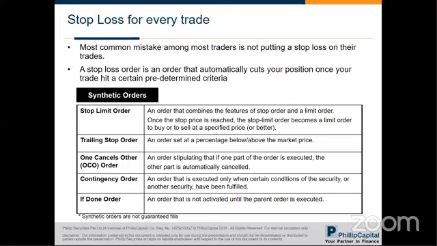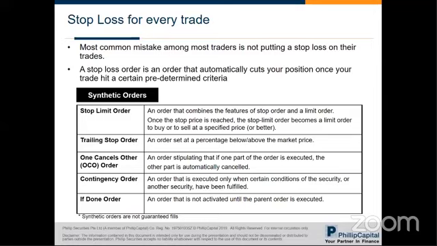A contingency order will only be filled if certain conditions of the security, or another security, have been met. For example, if you are intending to buy OCBC at $10, your condition may be set so that when DBS crosses the $25 mark, you buy OCBC at $10.